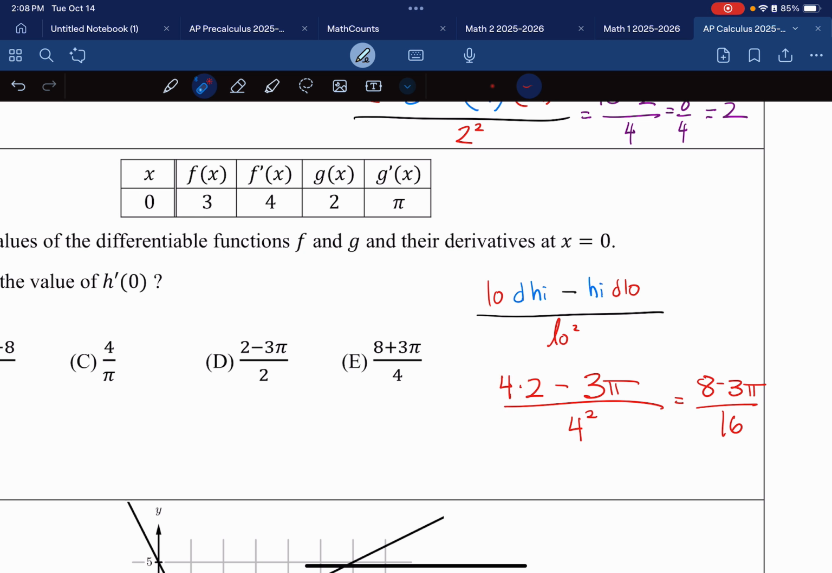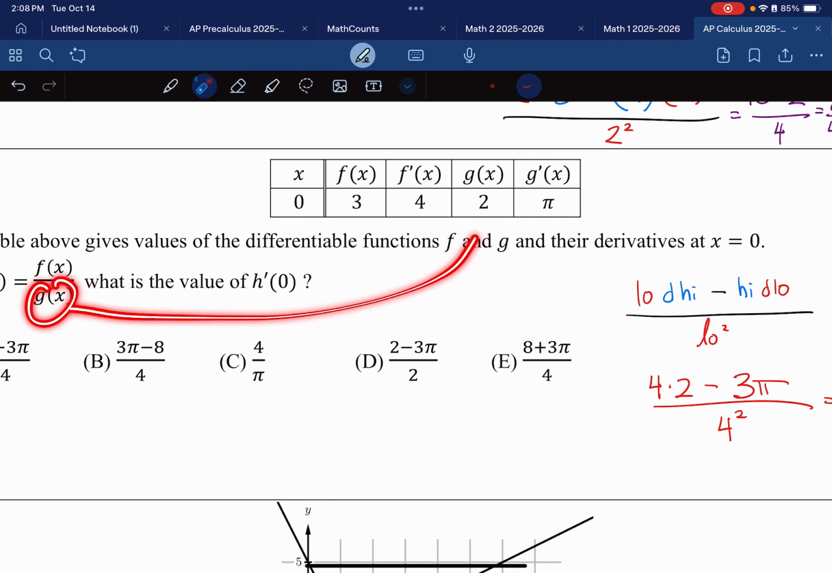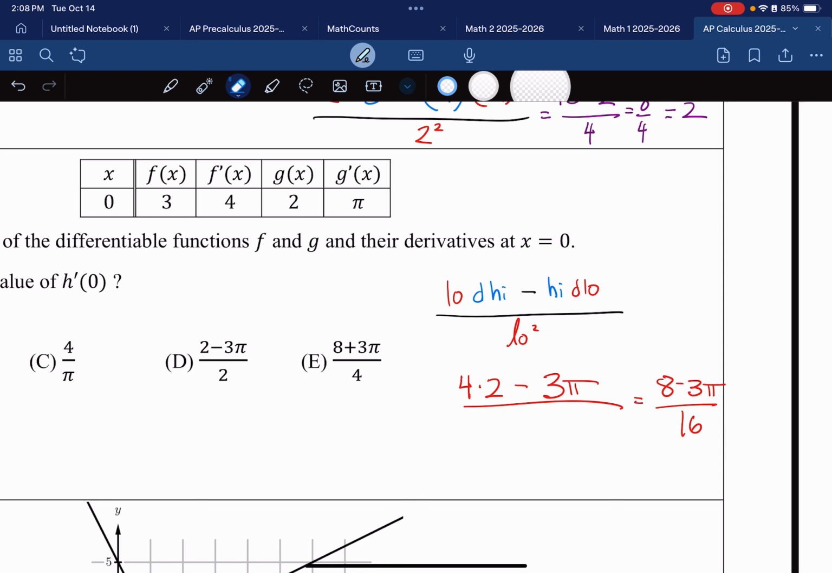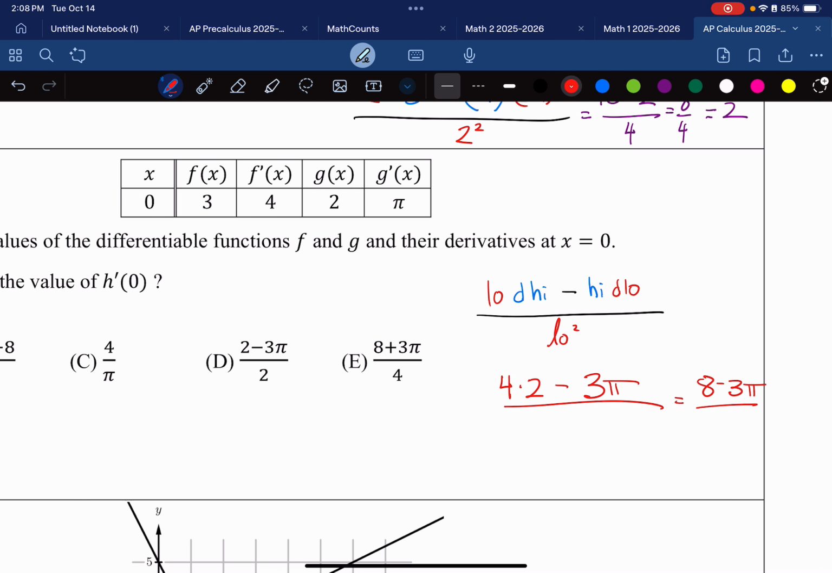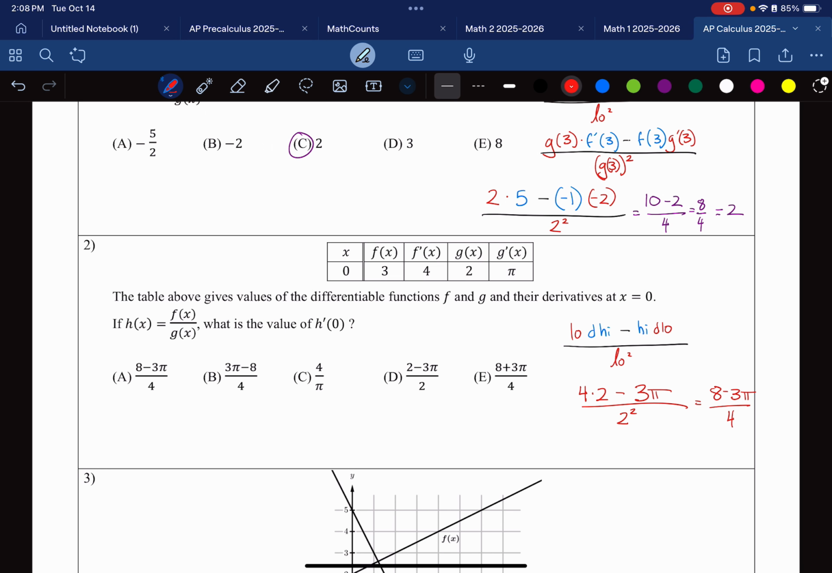Remember that the low in this case is g of x. G of x is this one. So this number 2 is the one that's recopied down here, and that's why I'm getting the wrong answer. So I come down over here and say this is 2 squared, or 4. So 8 minus 3 pi over 4 is option A. All right, so I messed up in my shortcut, but I'm hoping you can still learn from me.